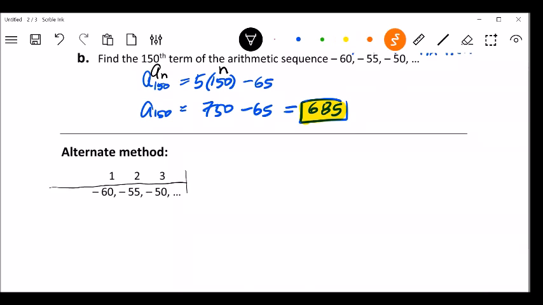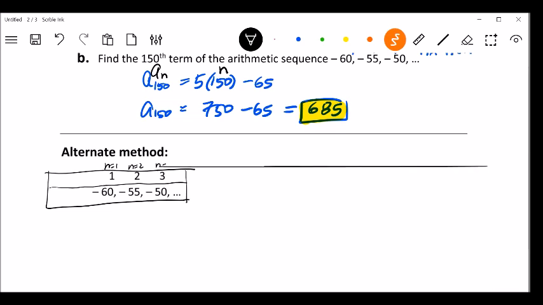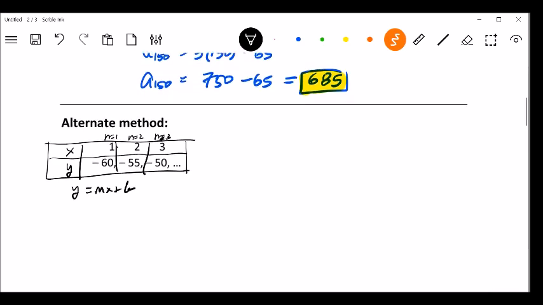Watch what happens when I box these. Now, what is happening here is that n equals 1, so that's the first term, and n equals 2, that's the second term. So here's n equals 3. So the top row are n's. I'm going to call them x's, and I'm going to call them y's here. And oh, we have an xy table. We can make y equals mx plus b with this.